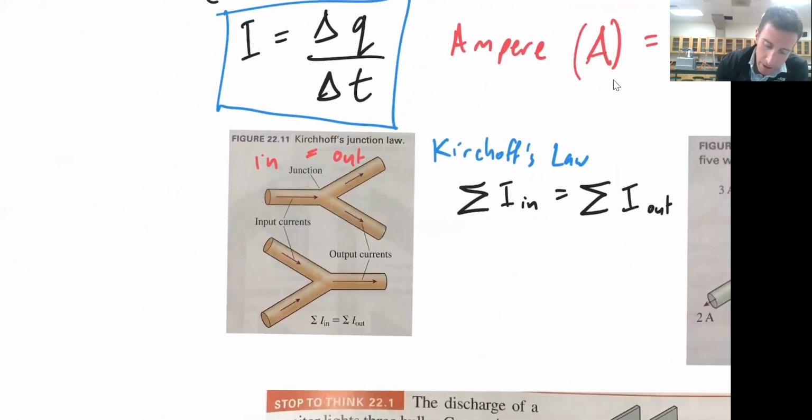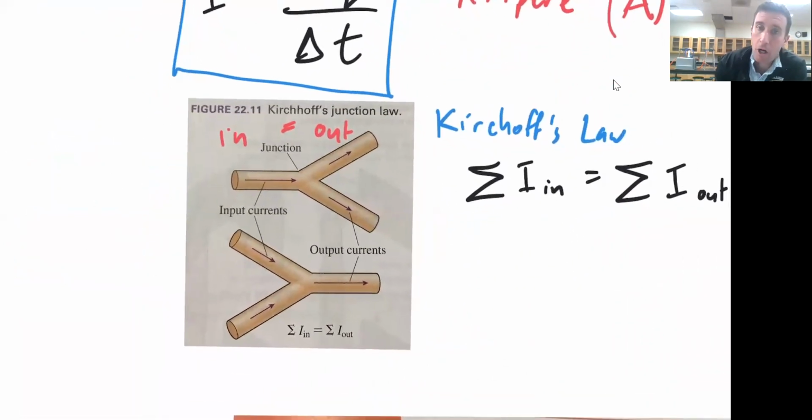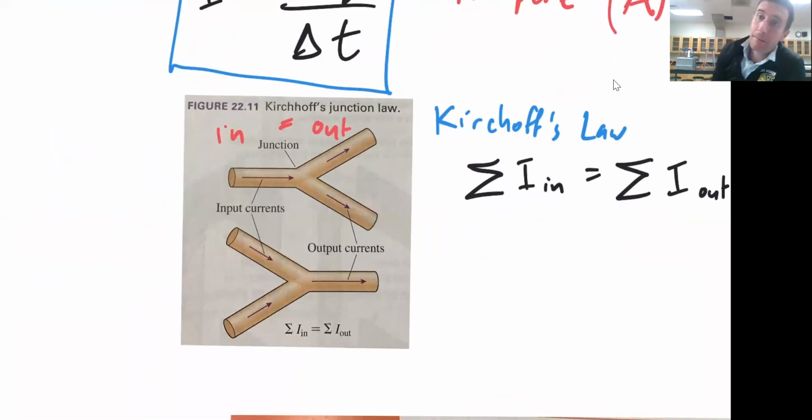All right, what we know about current is something called Kirchhoff's junction law. And basically it says whatever current comes into a junction has to be the same as the current that goes out of a junction. So if you think about this as cars into an intersection, however many cars come into the intersection, we have to have the same number of cars leaving the intersection. Or water through pipes. Whatever water comes into the pipe split has to be the same amount of water that goes out of the pipe split.